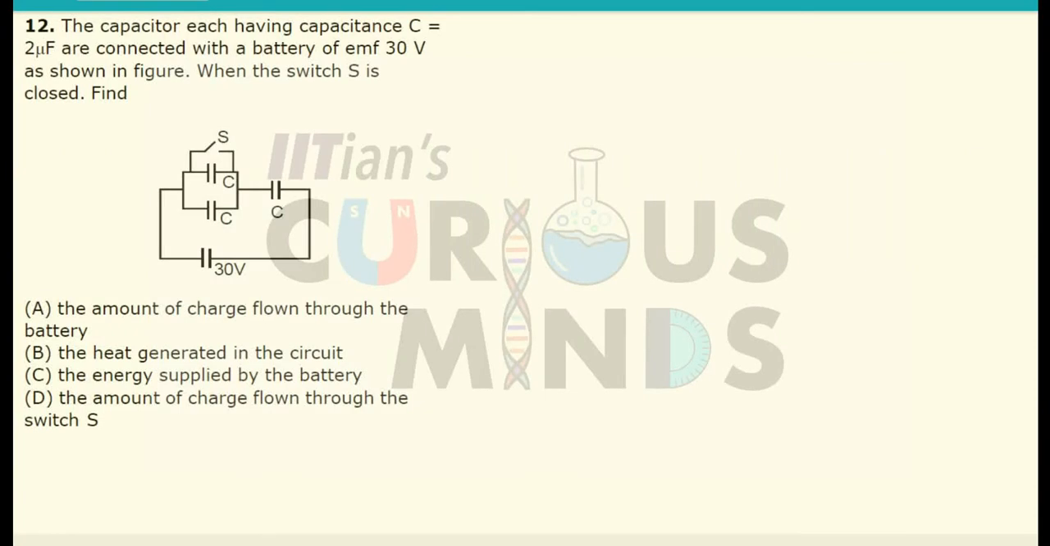Capacitors each having capacitance 2 microfarad are connected with a battery of 30 volt as shown in the figure. When S is closed, what will happen? Let us find out what will happen before S is closed, then we will find out what will happen after S is closed.